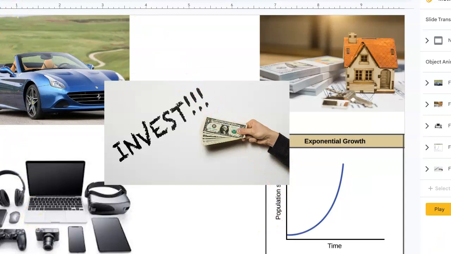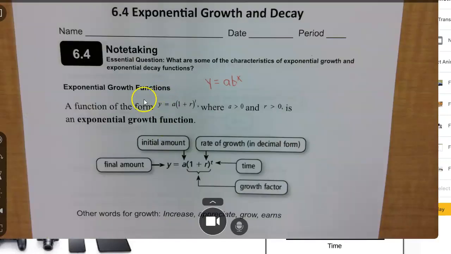Now what we are going to be looking at is how we use these functions to help us solve these exponential problems. We have two formulas we're going to learn today. The first one, exponential growth, is y equals a times 1 plus r to the t exponent. What does all that mean?